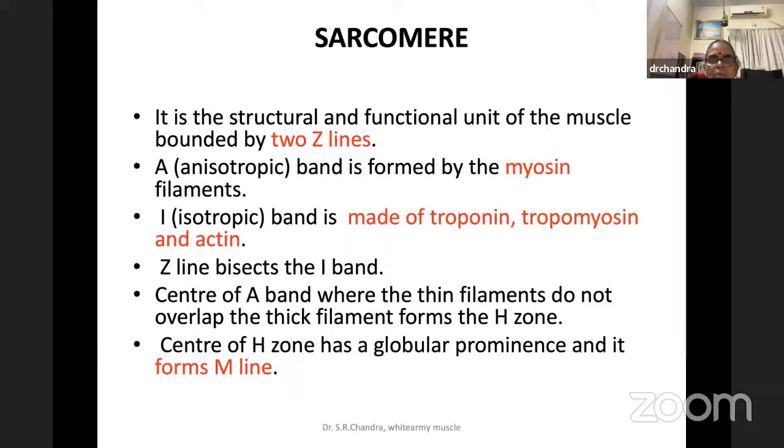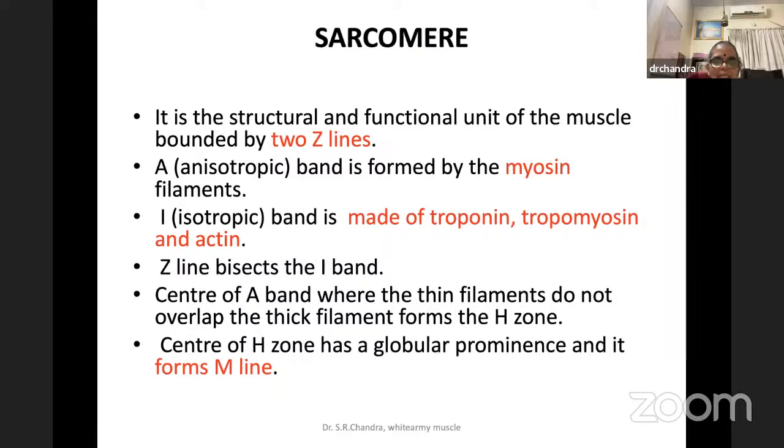Anisotropic is formed by myosin. We saw that it has a central H band and it is formed by myosin. The isotropic band is formed by troponin, tropomyosin and actin. So the striated muscle has an A zone and an I zone. All of us know that, I am repeating for clarity. The A zone has a central H zone. The A zone contains myosin, and the I zone contains troponin, tropomyosin and actin. The Z line bisects the I band, and two Z zones form the functional unit of the muscle, the sarcomere.